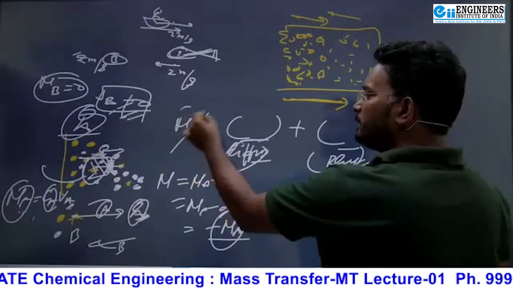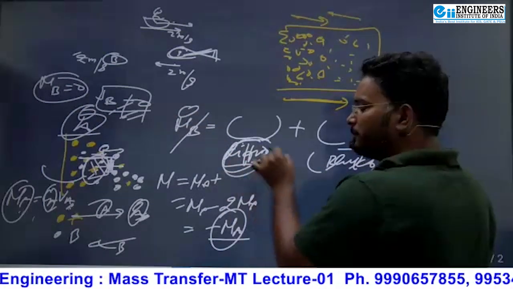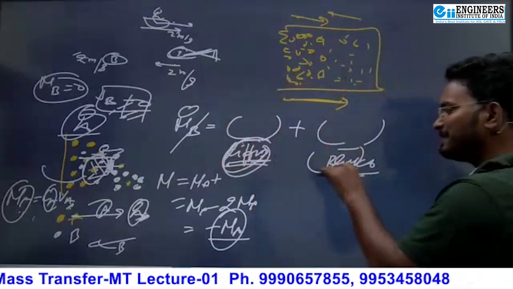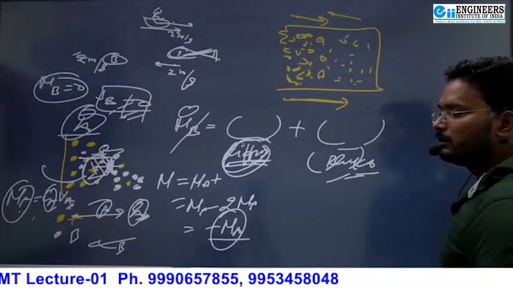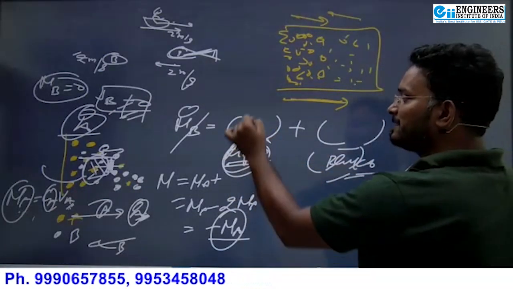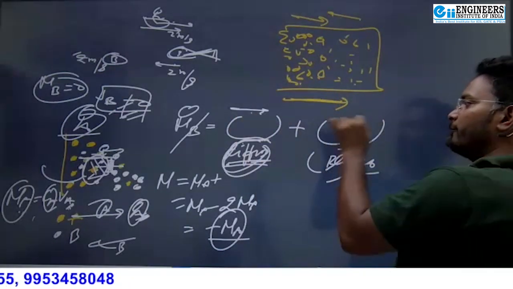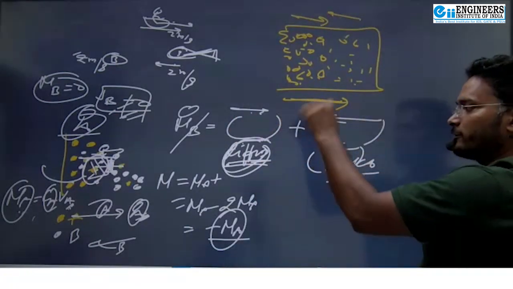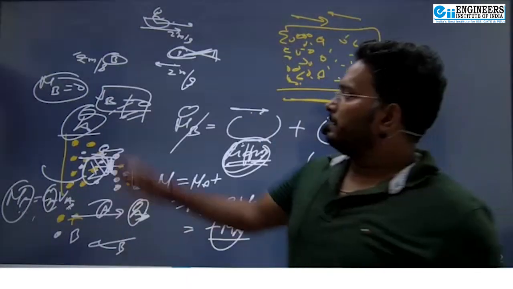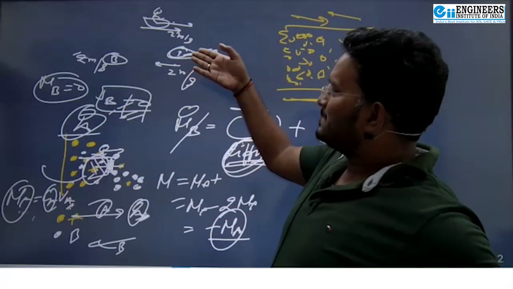When NB is 0, it means any transfer of B because of diffusive flux is going to be exactly balanced by the bulk flow. The rate at which transfer is happening in this direction is balanced by the rate of bulk flow transfer in the other direction. That's why the effect is cancelled, equal and opposite. In this example, I've told you a fish is there and fish is the B.